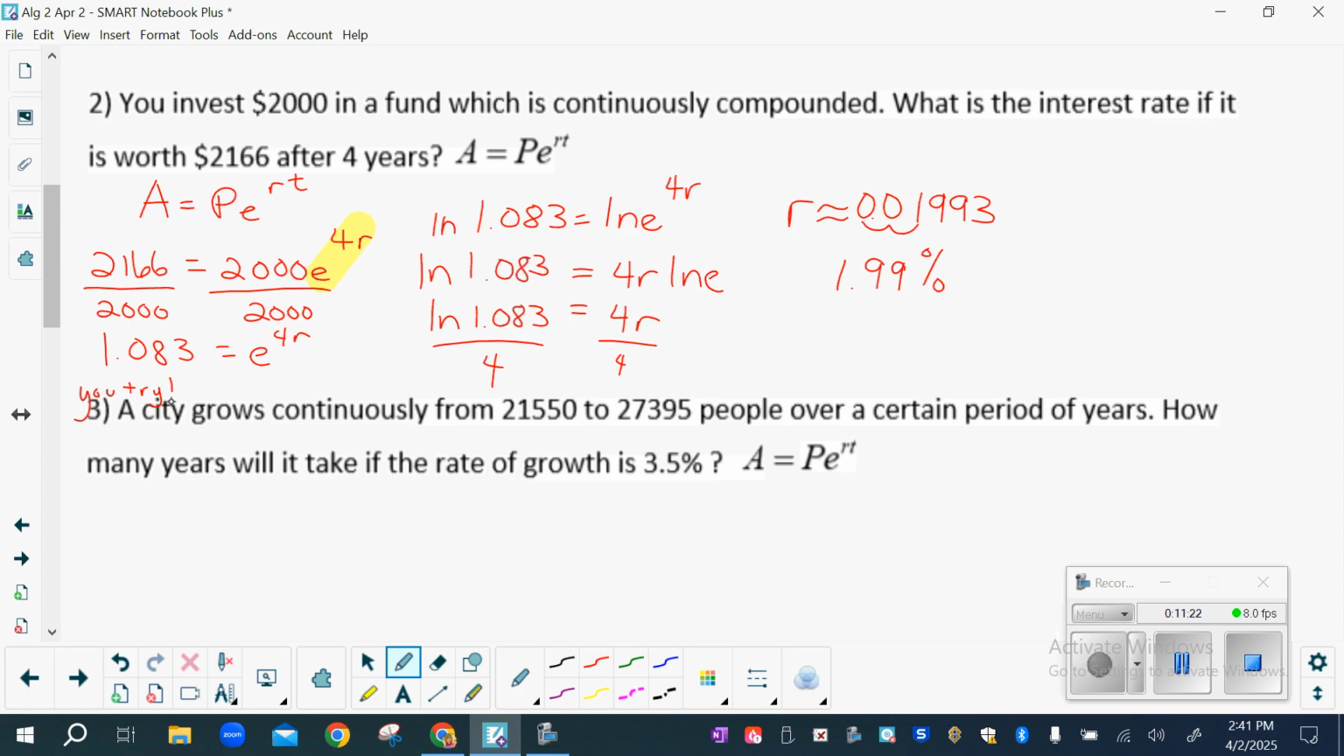So this is A. That's your thing. This is A, and then this is B, because it's growing. Does that make sense?